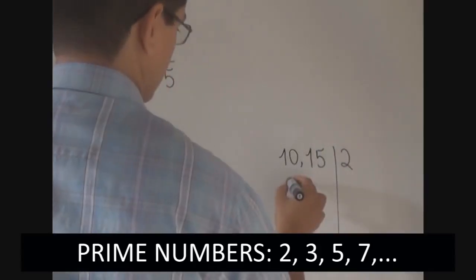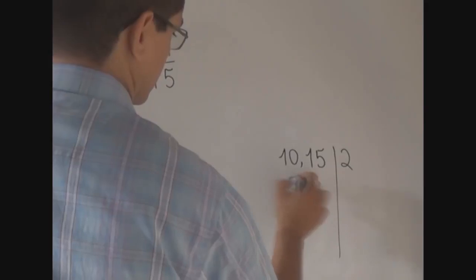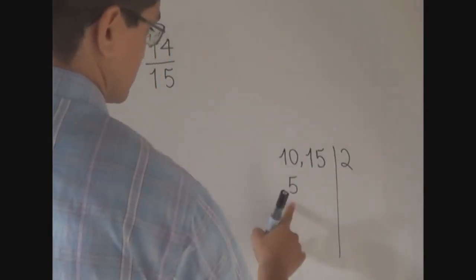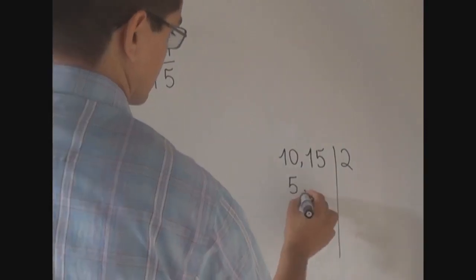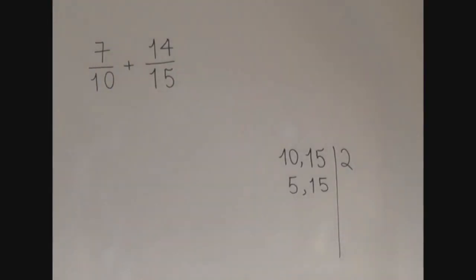We start with 2 if some of the numbers we have is divisible by 2. If any of these two numbers is divisible by 2, we write the result of the division below the number. If it is not divisible, we just repeat the number. Since 10 is divisible by 2, and 10 divided by 2 equals 5, because 2 times 5 equals 10, we write 5 below 10. Since 15 is not divisible by 2, we just repeat it.